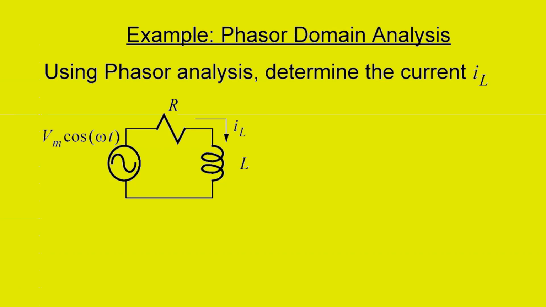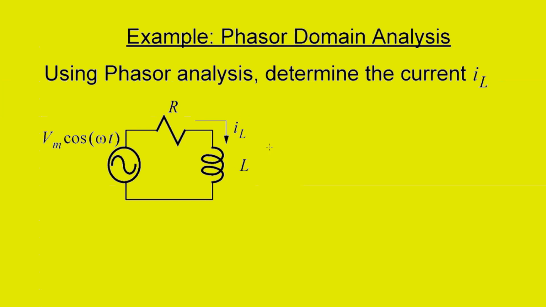Now we'd like to use what we've learned about phasor domain analysis to analyze the circuit where we have the sinusoidal voltage source driving an inductor in series with a resistor, and we'd like to find the current flowing through the inductor. Our first step is to transform our circuit into the phasor domain.